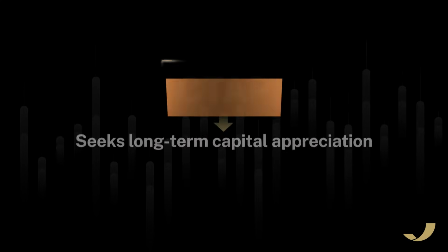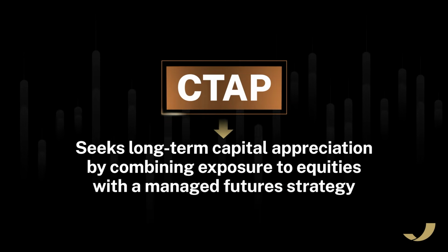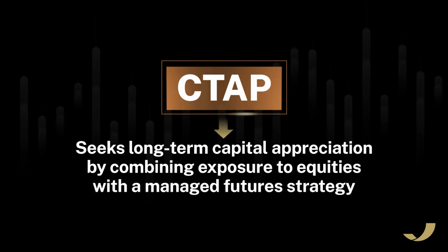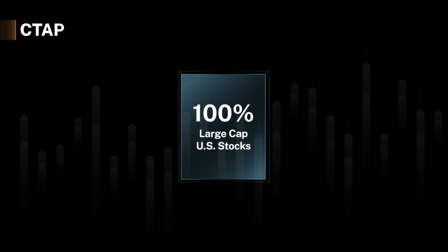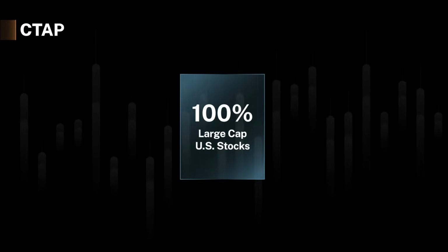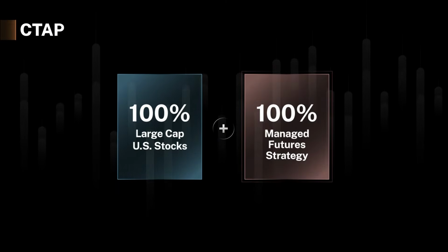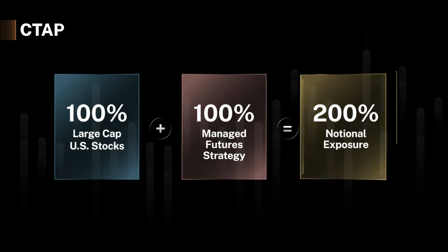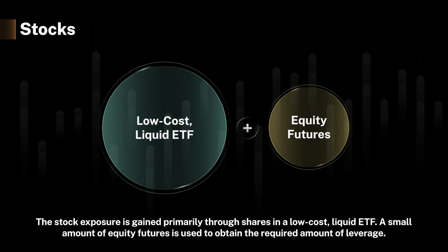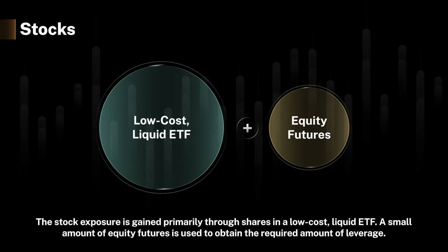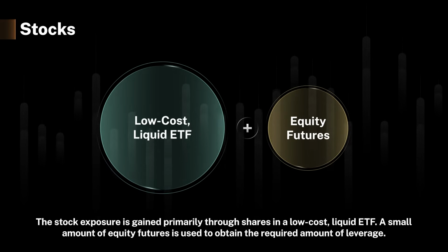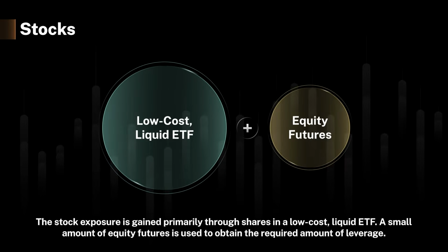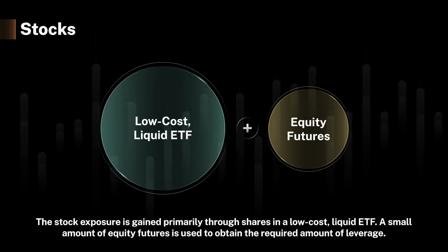CTAP seeks long-term capital appreciation by combining exposure to equities with a managed futures strategy. It combines 100% exposure to large-cap U.S. stocks with 100% exposure to a managed futures strategy, giving a total of 200% notional exposure. The stock exposure is gained primarily through shares in a low-cost liquid ETF. A small amount of equity futures is used to obtain the required amount of leverage.